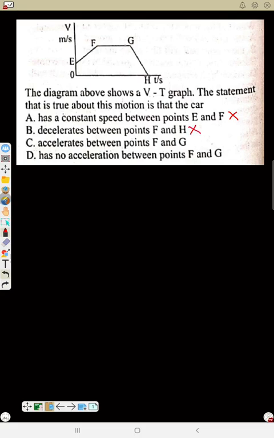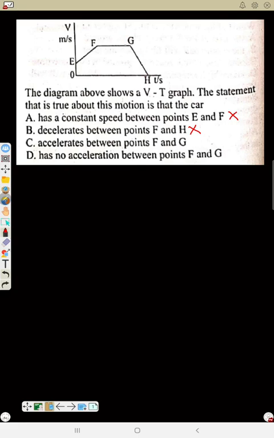Now this is where deceleration occurs because it's coming down this way. So that means deceleration is from G to H, acceleration is from E to F. You will see this one is going up while this one is coming down. So that is acceleration and deceleration. So that means B is not correct. It's not decelerating between points F and H, so it's wrong.